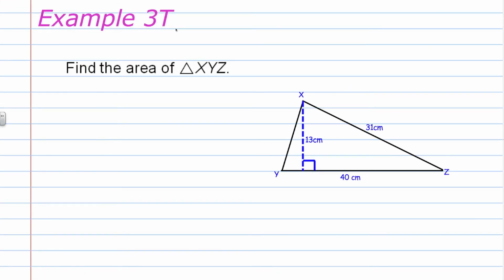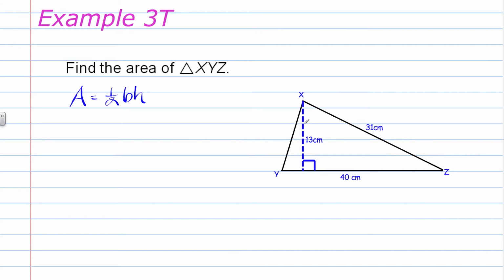In example 3t, we're told to find the area of triangle XYZ. So we can see here, triangle XYZ, we're given the lengths of two sides of that triangle and we're given the length of one of the altitudes. The idea is to figure out, when we use this area formula, area is equal to 1/2 the base times the height, which base to actually use, or what side is being used as the base.